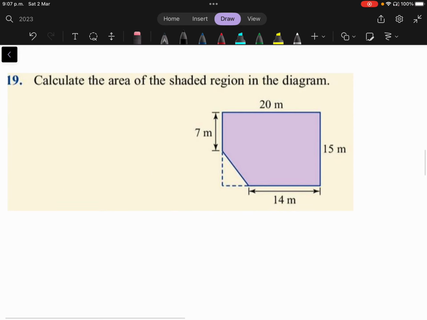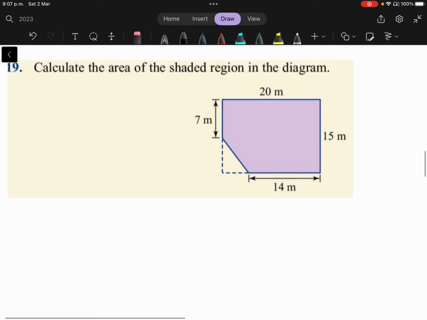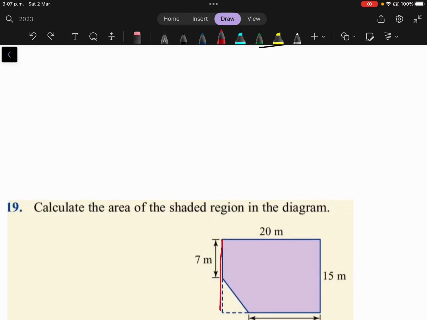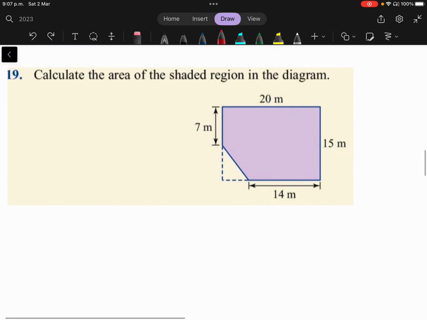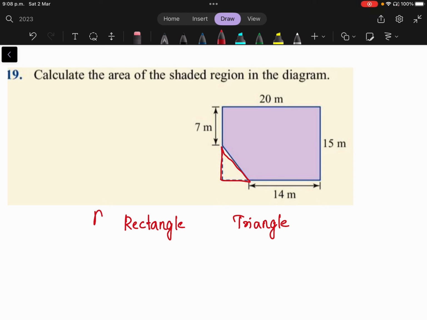Now moving on to this one, calculate the area of the shaded region of the diagram. In this case, whenever they give a shaded region, you have to identify shapes, and then you have to see whether adding or subtracting of any shapes, we will be able to find out the area. So in this case, you have a rectangle here like this, okay, and there is a triangle which is cut from here. Okay, so what we have is we have a rectangle first, and then you have a triangle. So how will you find the area of the shaded region? So area of the rectangle minus area of the triangle.